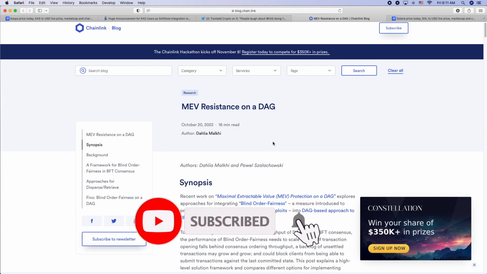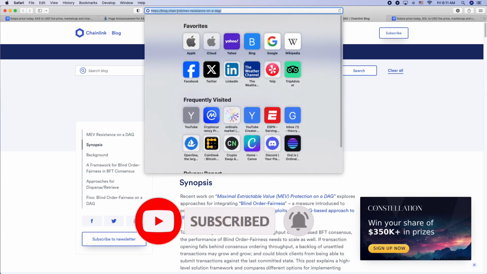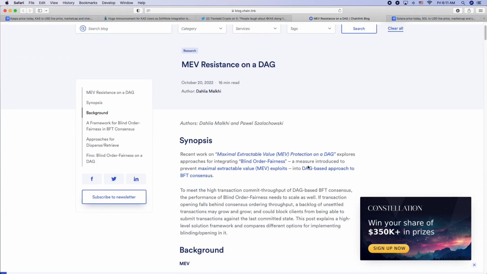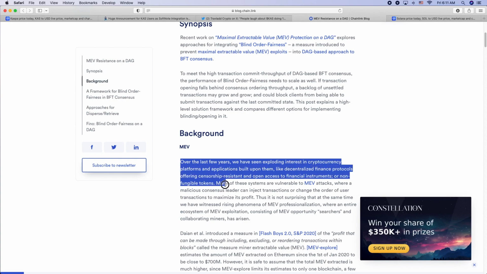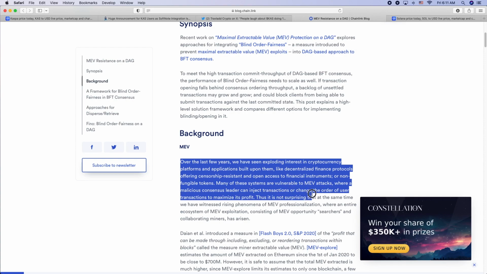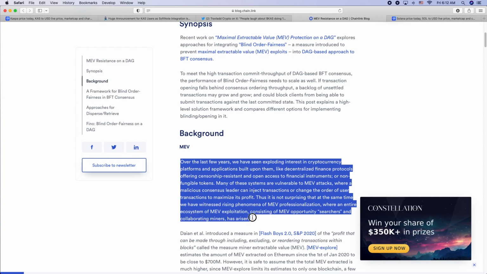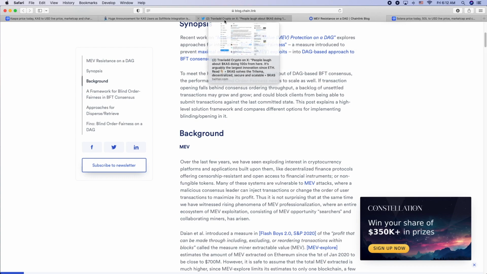Right here is an article, and I could put a link to some of these things in the description. MEV is maximal extractable value protection on a DAG. Over the last few years, we've seen exploding interest in cryptocurrency platforms. Many of these systems are vulnerable to MEV attacks, where a malicious consensus leader can inject transactions or change the order of user transactions to maximize its profit. Thus, it is not surprising that at the same time, we have witnessed a rising phenomenon of MEV professionalization, where an entire ecosystem of MEV exploitation consisting of MEV opportunity searchers and collaborating miners has arisen. So apparently they're working on that.